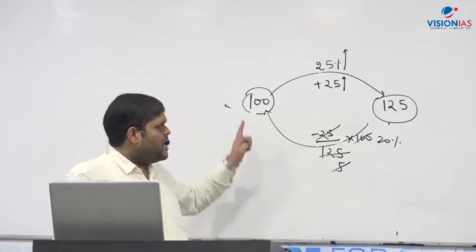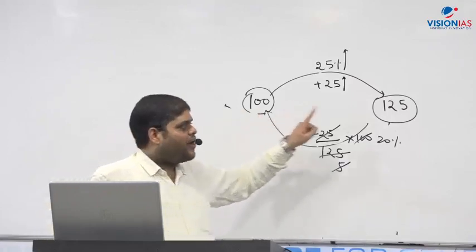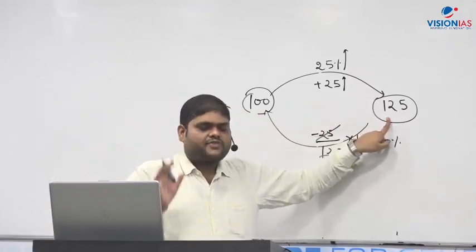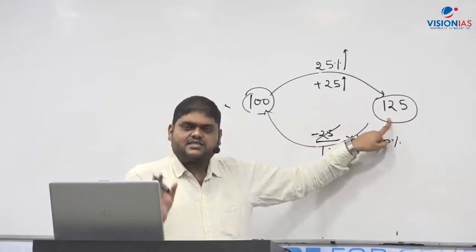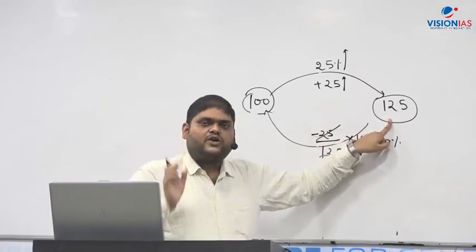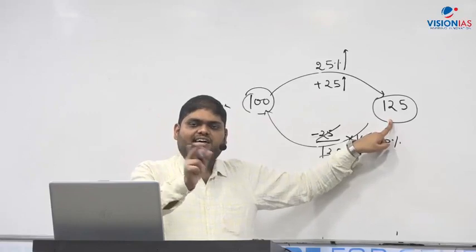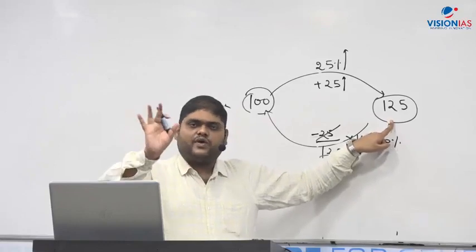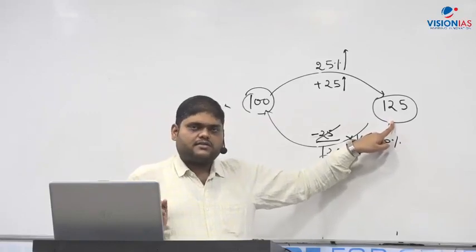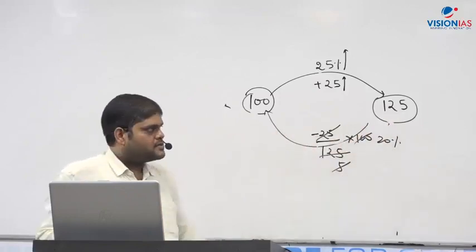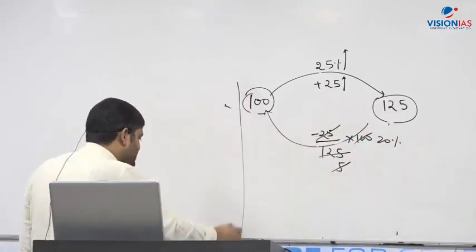Now the question becomes: 100 is how much percent less than 125? Now you can apply the concept of final value, initial value and all, and you will get your answer. Okay? So a question can be like this.